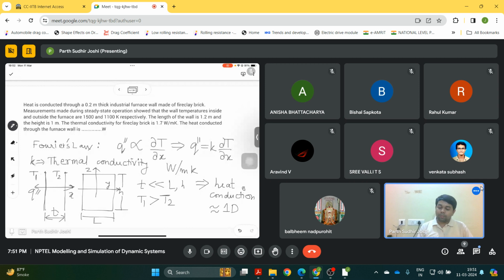The heat flux is opposite to the direction of the temperature gradient. So that's why we put a minus sign. So it's actually minus K del T by del X. So if T1 is greater than T2, then we say that the heat flux is in this direction, q double dash.